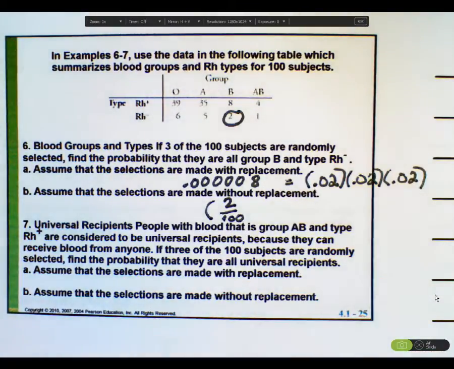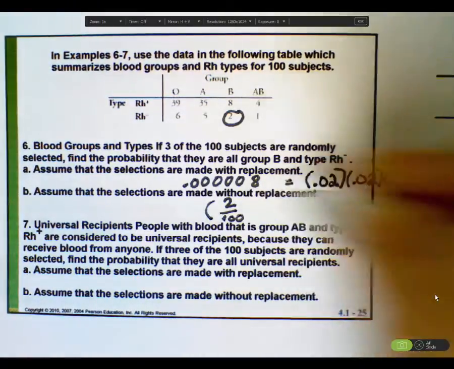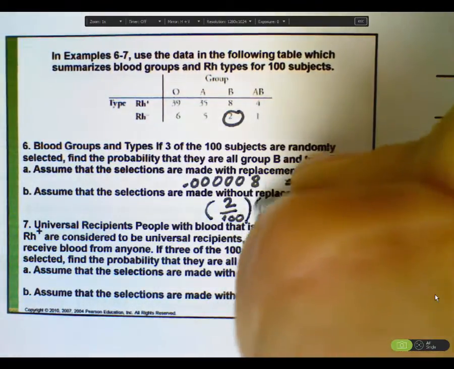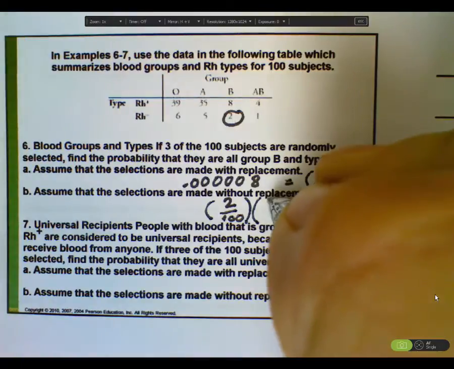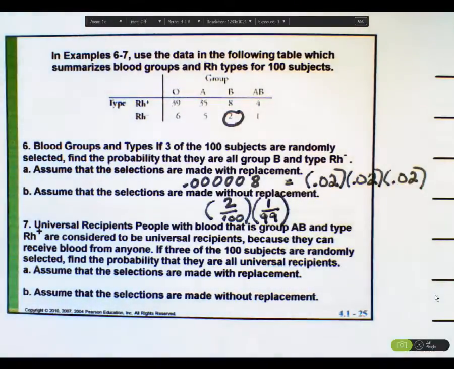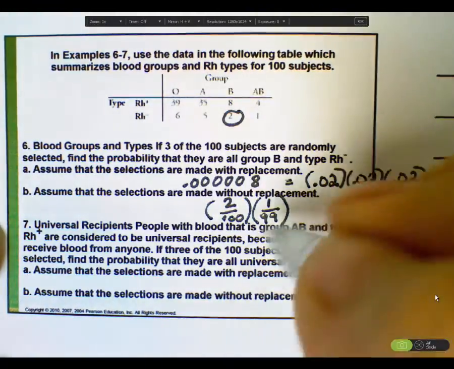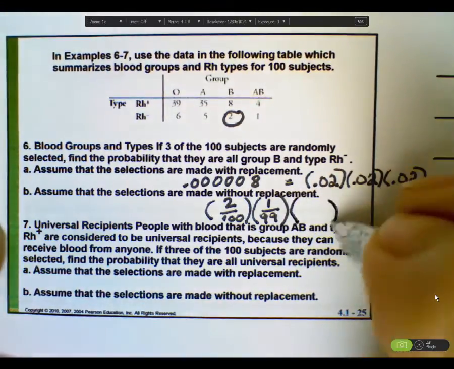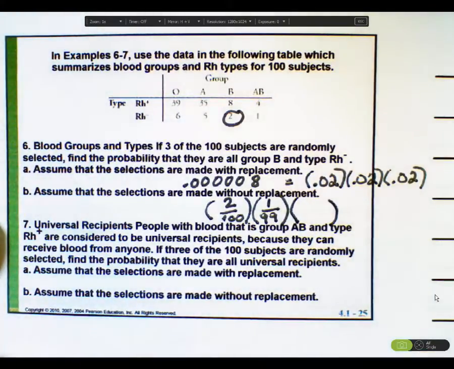I could have written it as 0.02 again. Without replacement, then the second person only has a probability of 1 out of 99 being group B and RH negative. And if I don't put that person back, what chance does the next person have of being group B and RH negative?